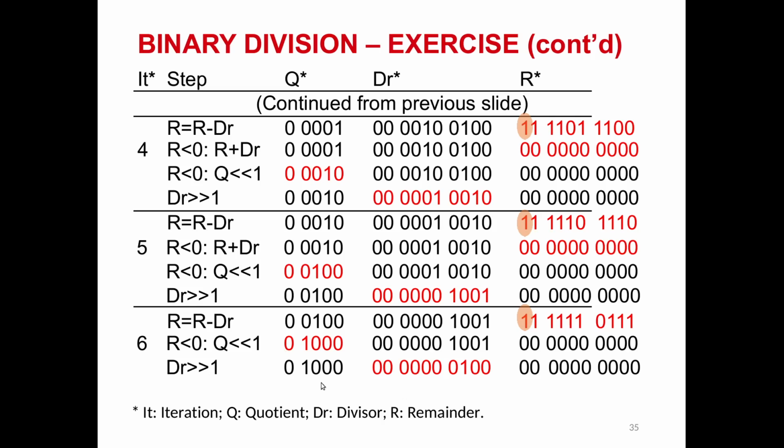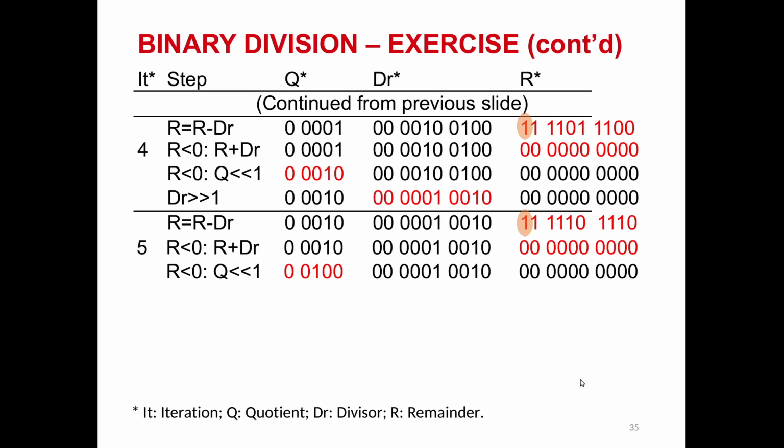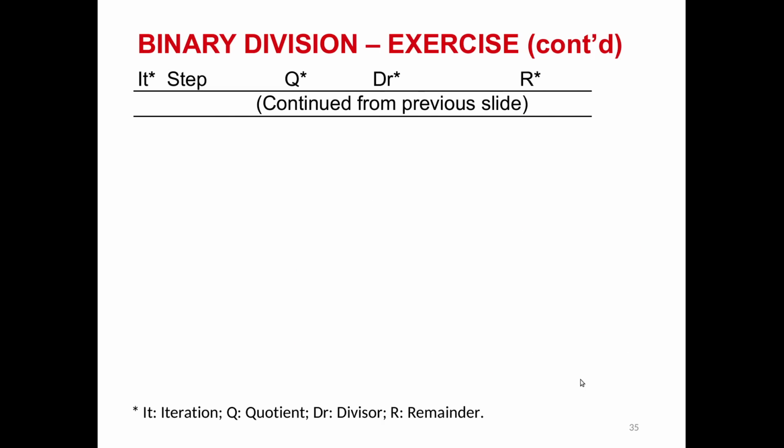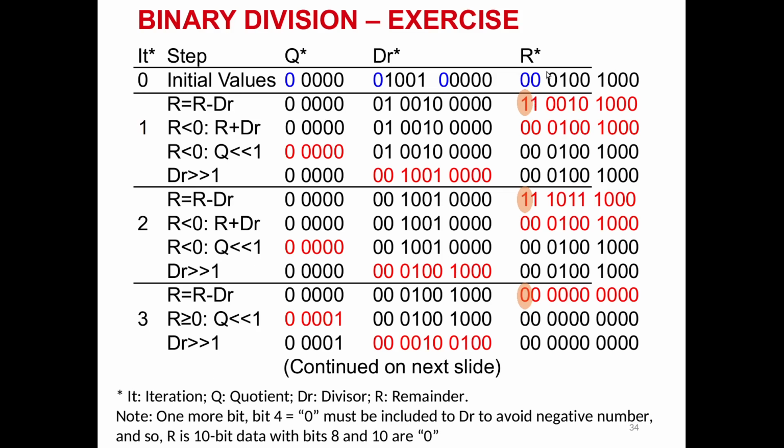So the result available in Q here, 0 1 0 0 0, is 8 in decimal. The remainder is 0 also, and so we have here 72 divided by 9 equal to 8.